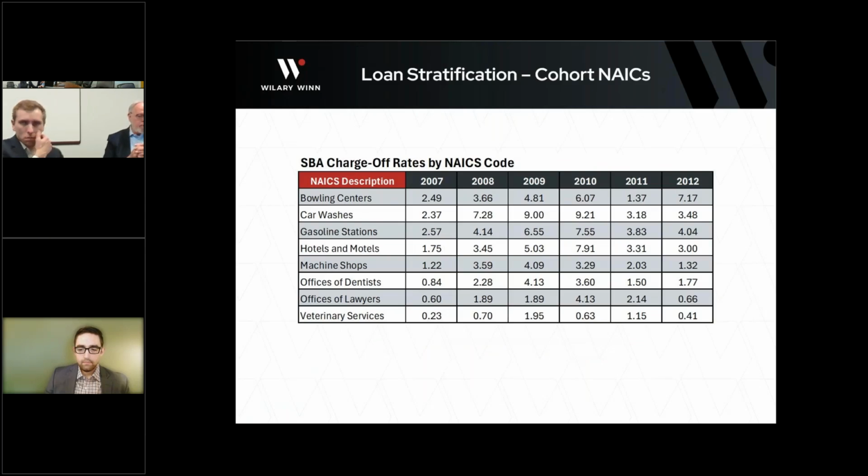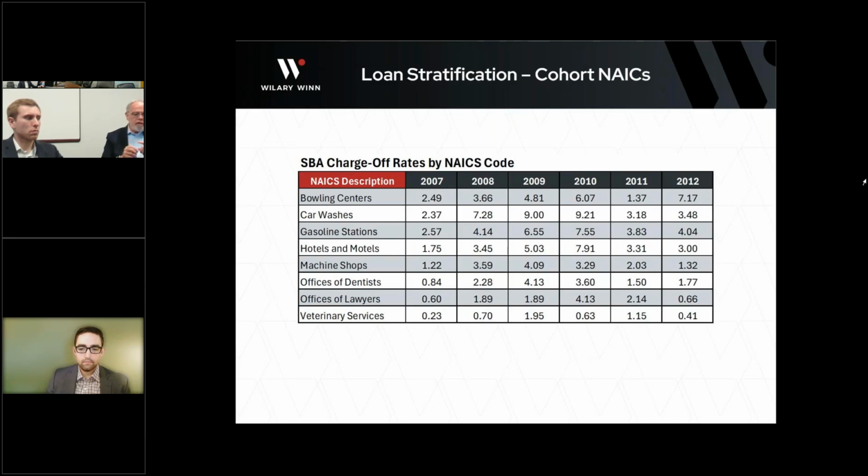Now, this is an example of why you should think about SBA loans at the NAICS code level. And the reason for that is that it varies significantly by type of industry. And so the very best loan you can make is to a veterinary service. And one of the worst loans you can make is to a gas station or hotel or motel. They're very different risk characteristics. There's very different loss performance. And by the way, this goes back to SBA data from 1991.